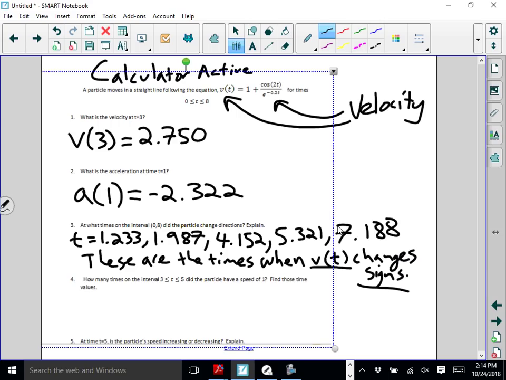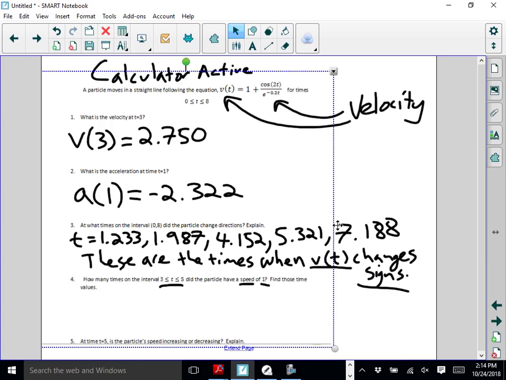Question 4. How many times in the interval 3 to 5 did the particle have a speed of 1? A couple of things jump out at me here. My interval has now changed from 3 to 5. And I see this word, speed of 1. Okay? So a speed of 1 is going to occur with a velocity of positive 1 or a velocity of negative 1.